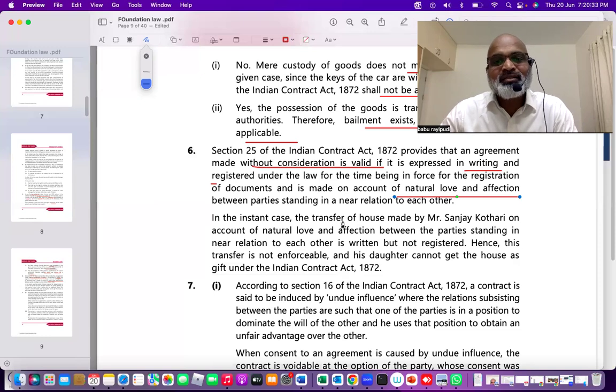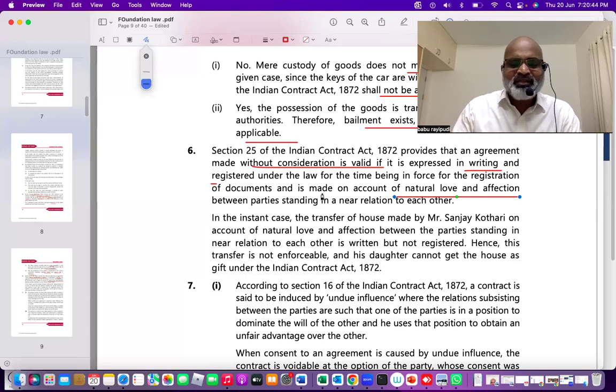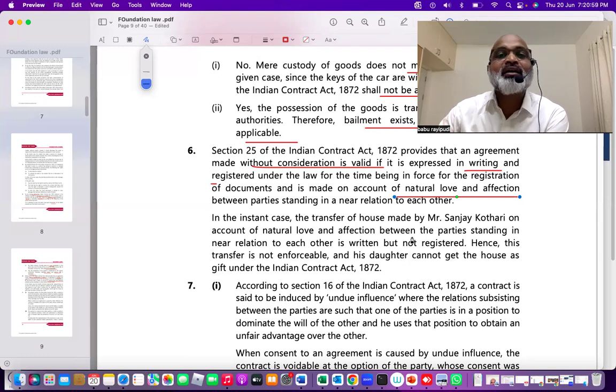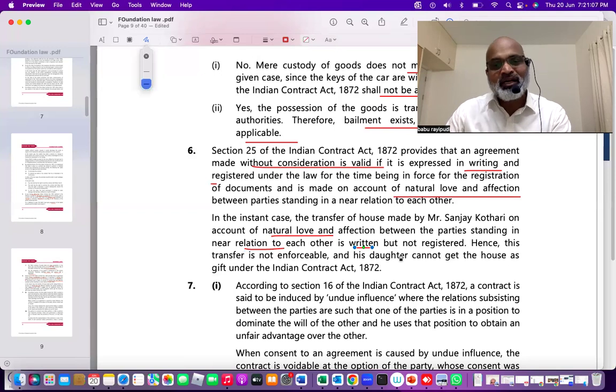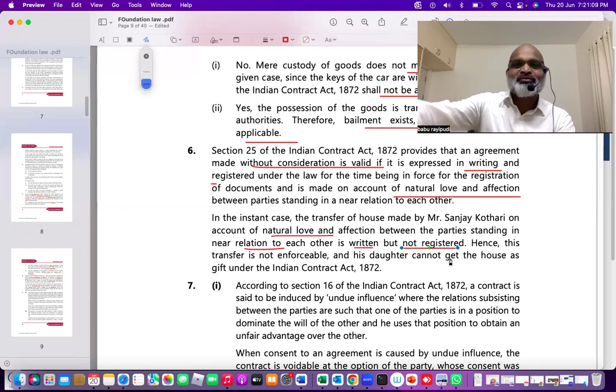Next, in the given case. First you have to explain briefly. To expand this answer, you can write: in the following cases, agreements are valid even without consideration. Briefly write agreements made out of natural love and affection, past voluntary services, time-barred debt, agency, remission, completed gifts, charity, etc. Explain a few in two lines. Then in the second paragraph, you can say: in the given case, the agreement is made out of natural love and affection, and the parties are near relations of each other. The agreement is given in writing, but it is not registered.